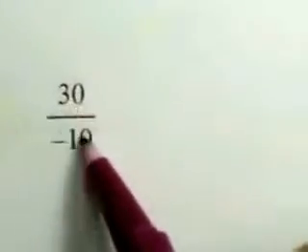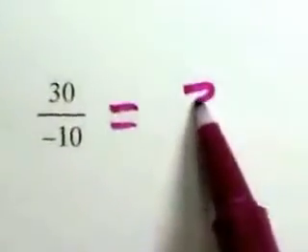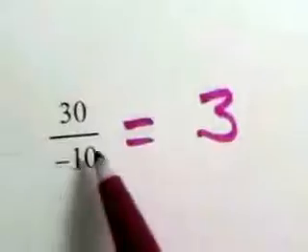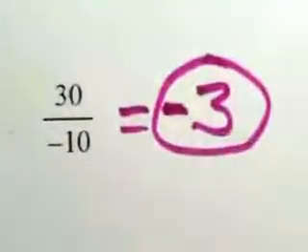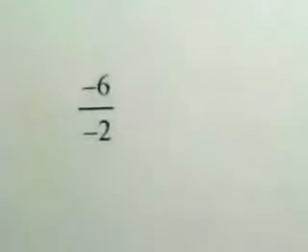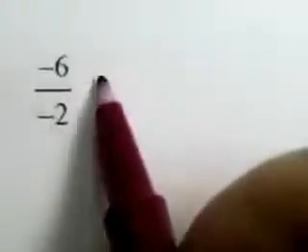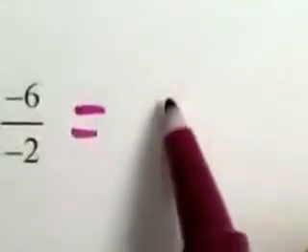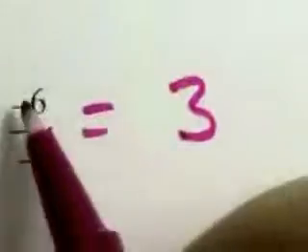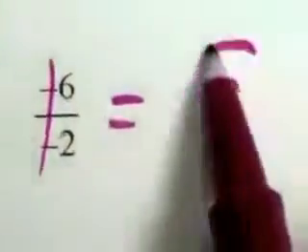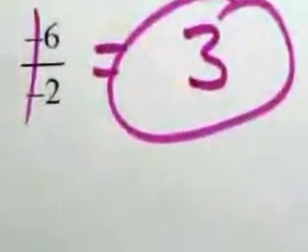All right, let's see. 30 divided by 10, that's 3. 10 goes in there 3 times. There's 1 negative. The answer is negative. Six divided by 2 is 3. There's 2 negatives. Well, 2 negatives cancel. So it's positive 3.